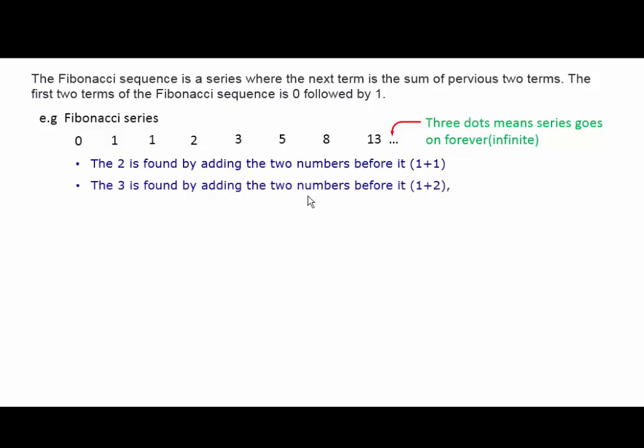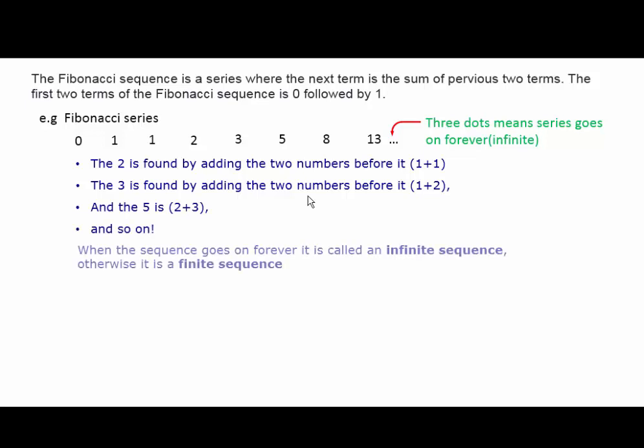The 3 is found by adding the two numbers before it, 1 plus 2, that is 3. And the 5 is 2 plus 3, and so on. When the sequence goes on forever, it is called an infinite sequence. Otherwise, it is a finite sequence. Let's understand the logic of the Fibonacci series and its execution.